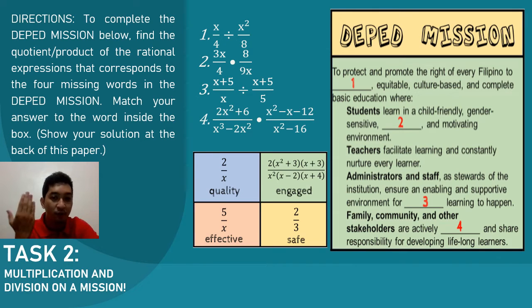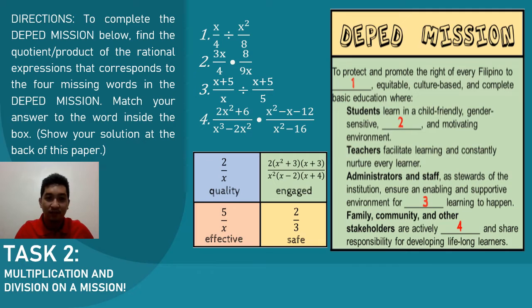So let's say for example, number 1, x over 4 divided by x squared over 8. Ito ay nasagot na natin kanina sa example. So kung ano yung sagot, hanapin mo lang siya ba yung sagot sa quality, engaged, effective, and safe. Kung ang sagot halimbawa lamang ay safe, ang ilalagay mo doon sa number 1 na blank ay yung safe. Okay? And that goes along with 2, 3, and 4. I hope that's clear.